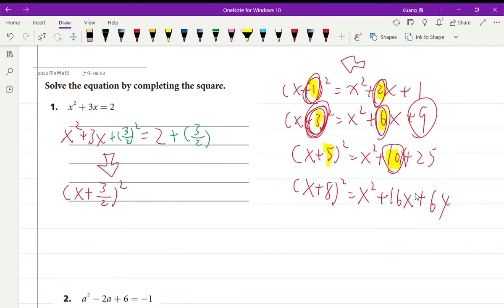If you feel I speak too fast, you can change the speed on YouTube, right? Make it slower, or I don't know if you can turn on the subtitle.